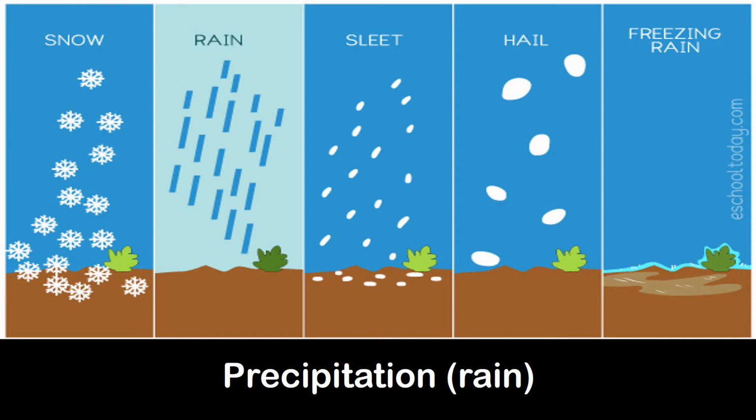Precipitation. Precipitation is when the water gets evaporated and turns into clouds and falls back onto the earth. For example, snow, rain, sleet, hail, and so on.